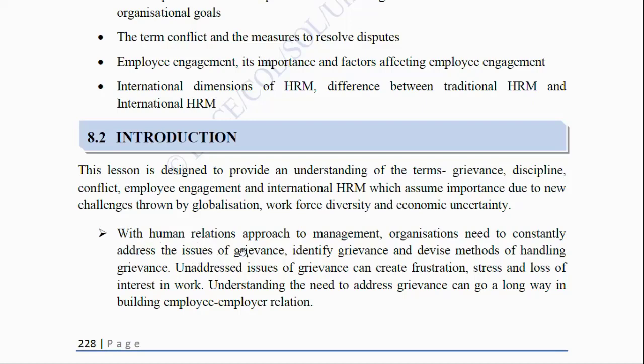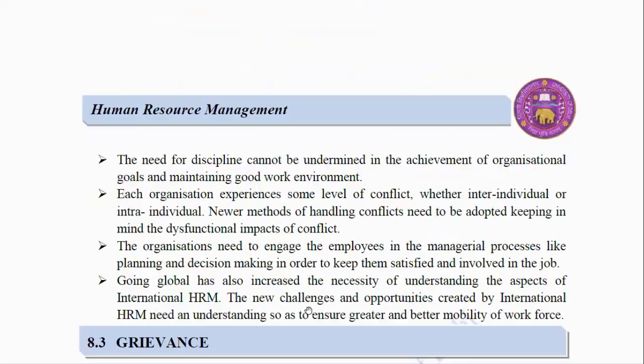Number 1, grievance. With human relation approach to management, organizations need to constantly address the issues of grievance, identify grievance, and devise methods of handling grievance. Unaddressed issues of grievance can create frustration, stress, and loss of interest in work. Understanding the need to address grievance can go a long way in building employee-employer relation.